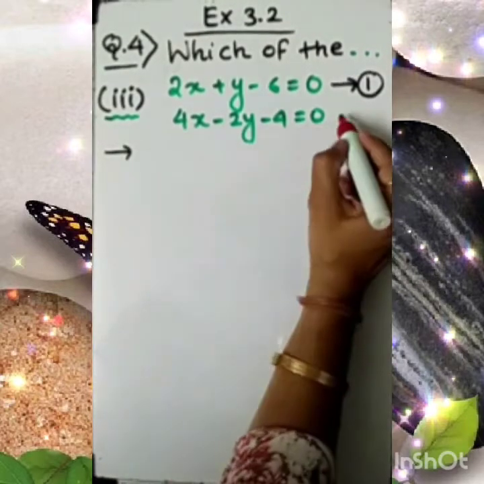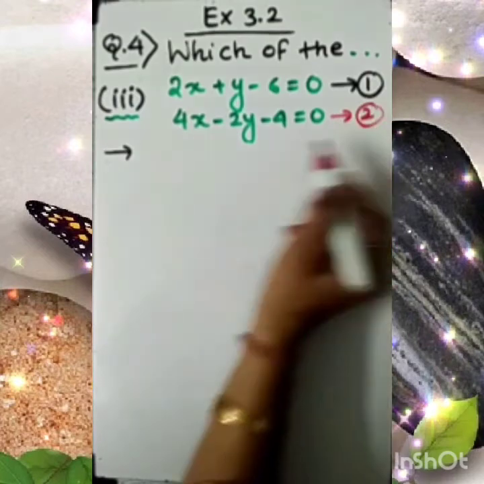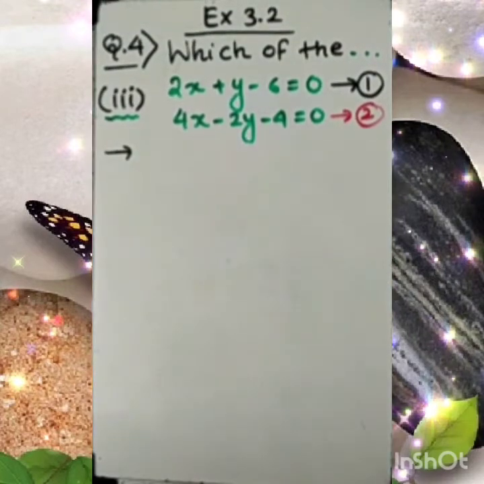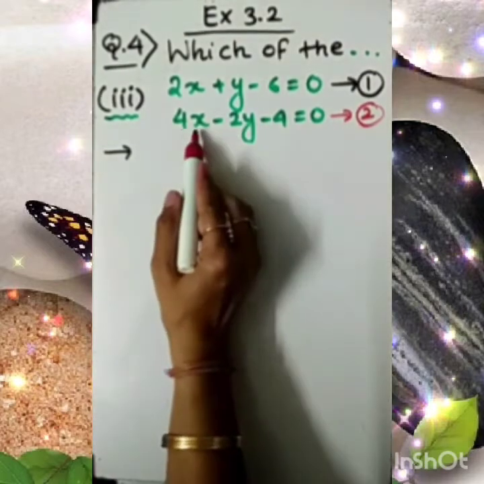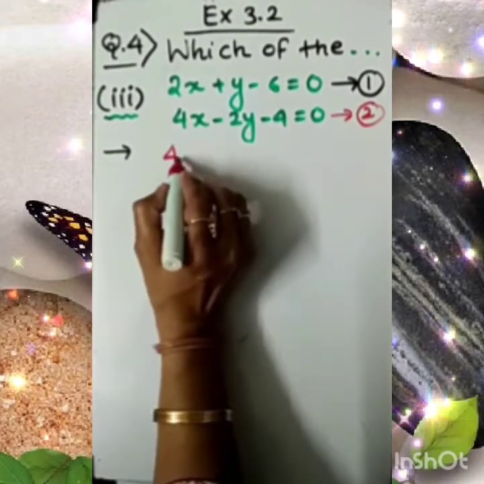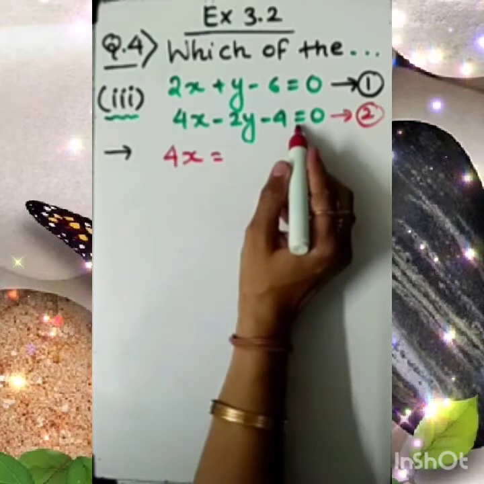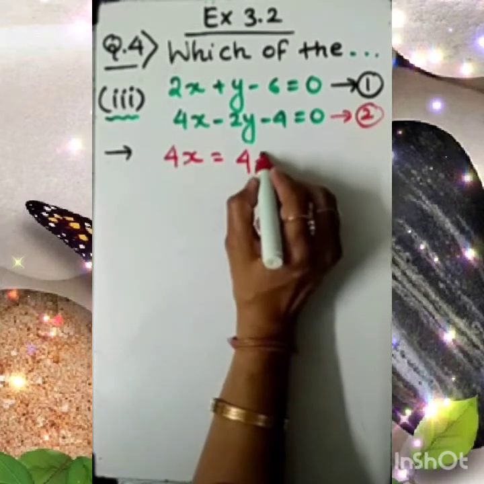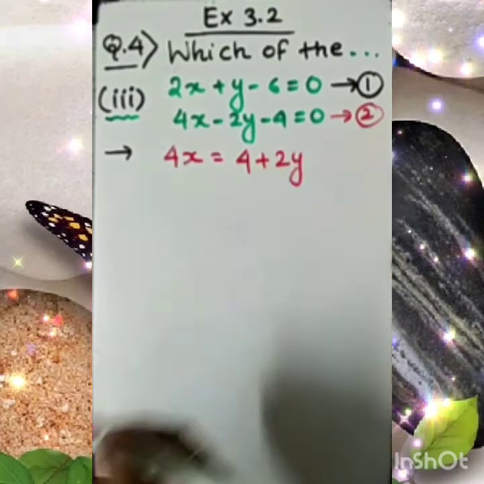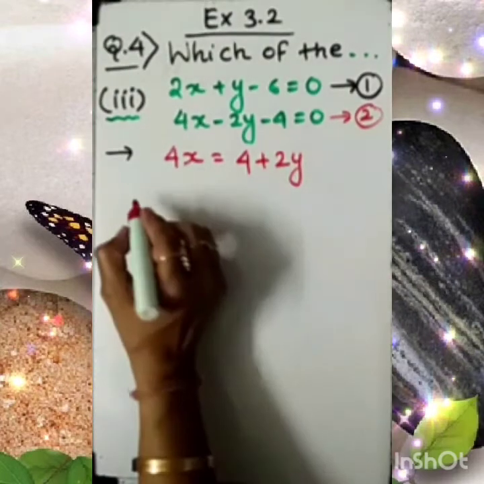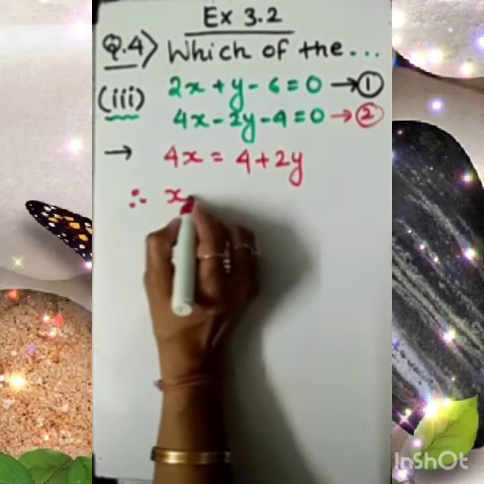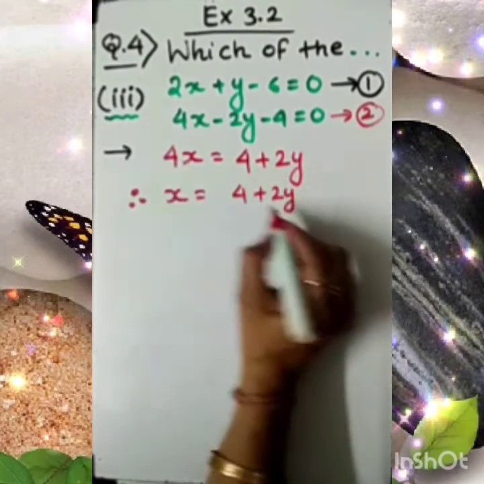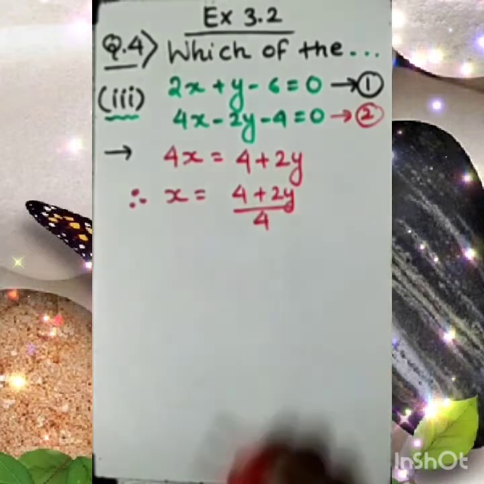Our second equation is 4x minus 2y minus 4 equal to 0. Suppose I want to make x the subject here, then I need to write the next step. This minus 4 will become plus 4 on that side, and of course this minus 2y will become plus 2y. Clear? Therefore x equals 4 plus 2y, divided by 4.